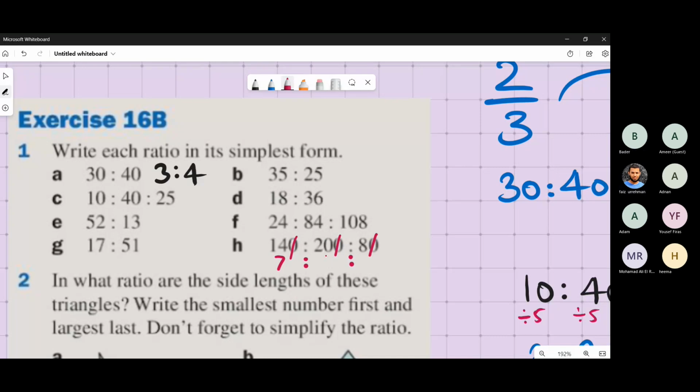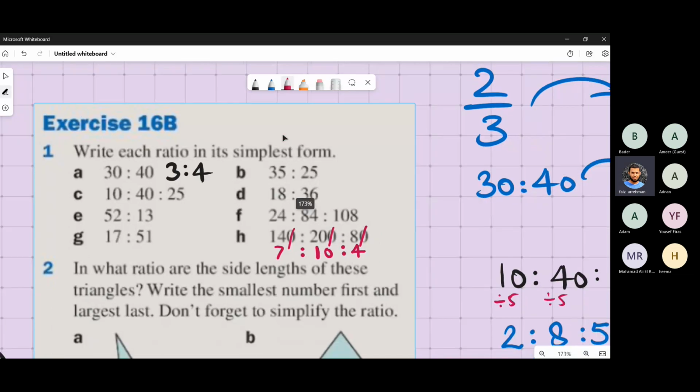Okay. 5? How 5? By 2, divide by 2. What is the half of 20? 10. And what is the half of 8? 4. Okay. 10.